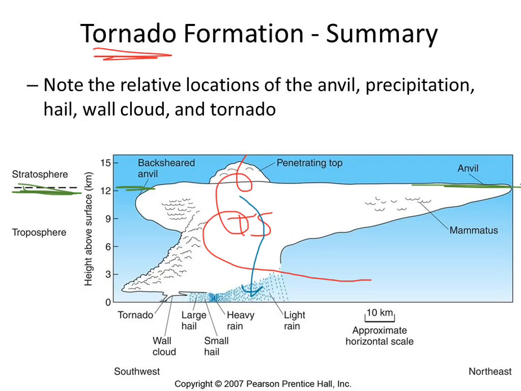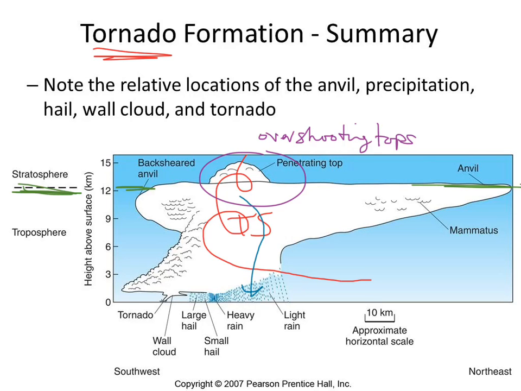If it shoots into the stratosphere, instead of penetrating, we've been calling those overshooting tops. Same thing. And they look like kind of this cauliflower. You just want to go crunch. Okay, we talked about mammatus clouds on the underside of the anvil. Let's see, what else did we talk about? That might be about it here.